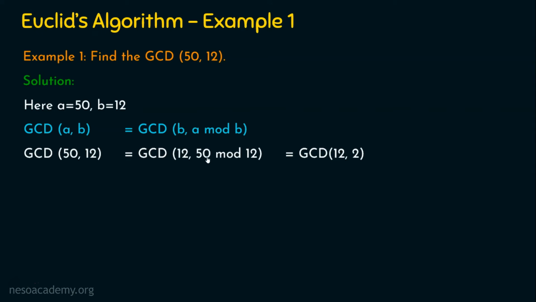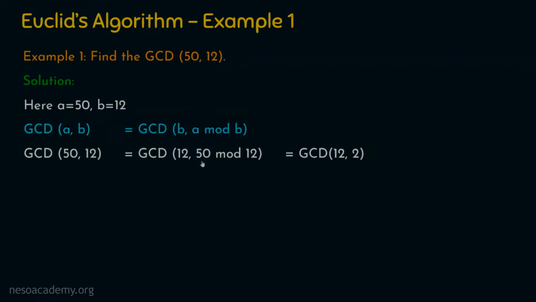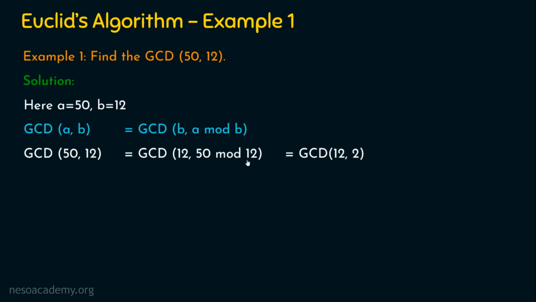50, what is B? 12. So 50 mod 12. When 50 is divided by 12, 12 goes 4 times, which is 48, and the remainder is 2, right? So we get GCD of 12, 2.